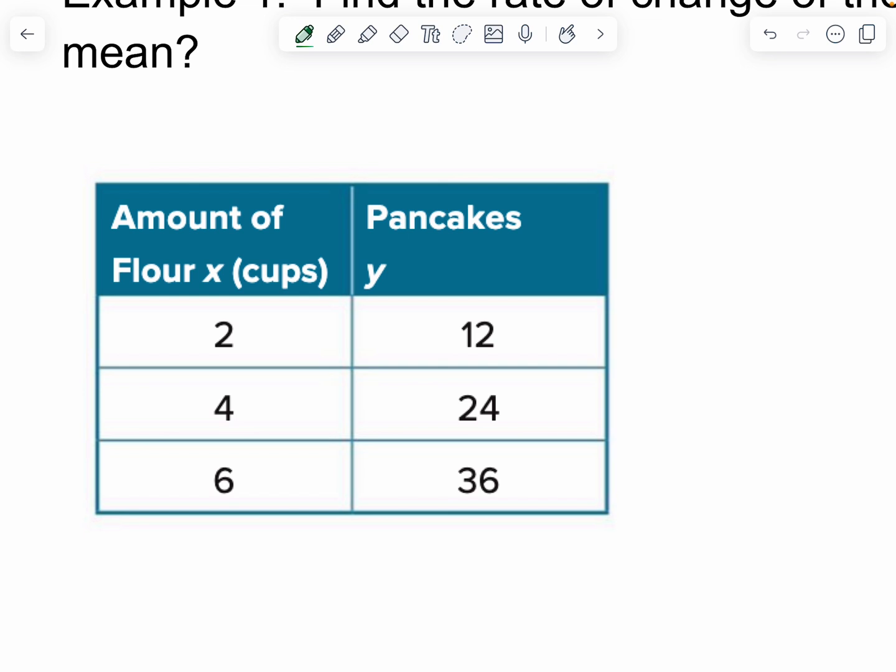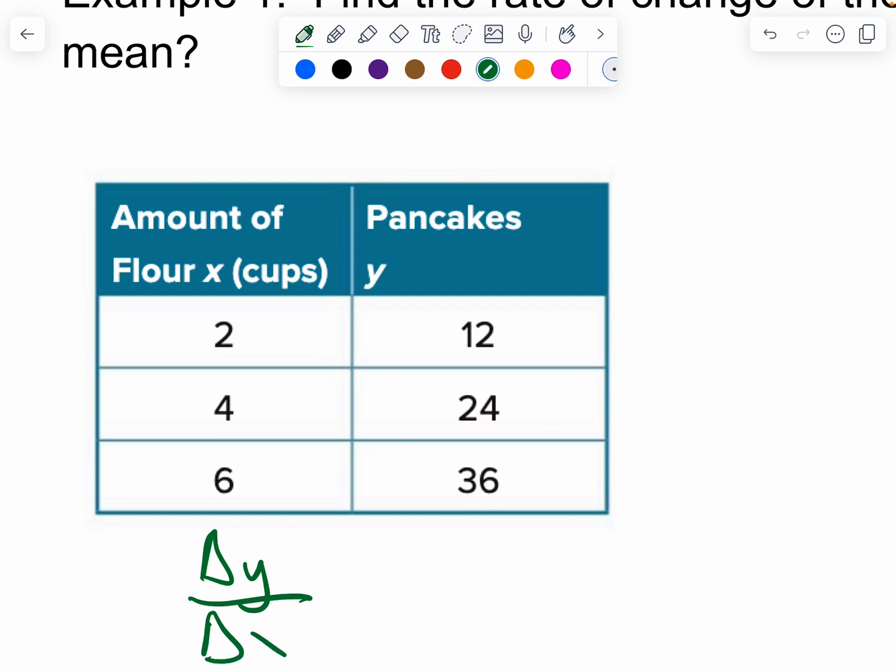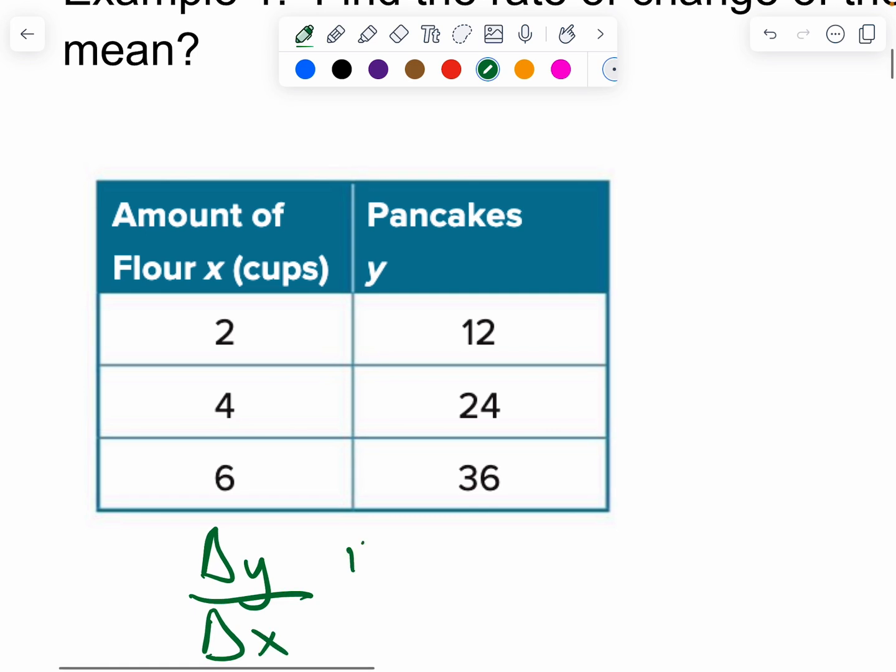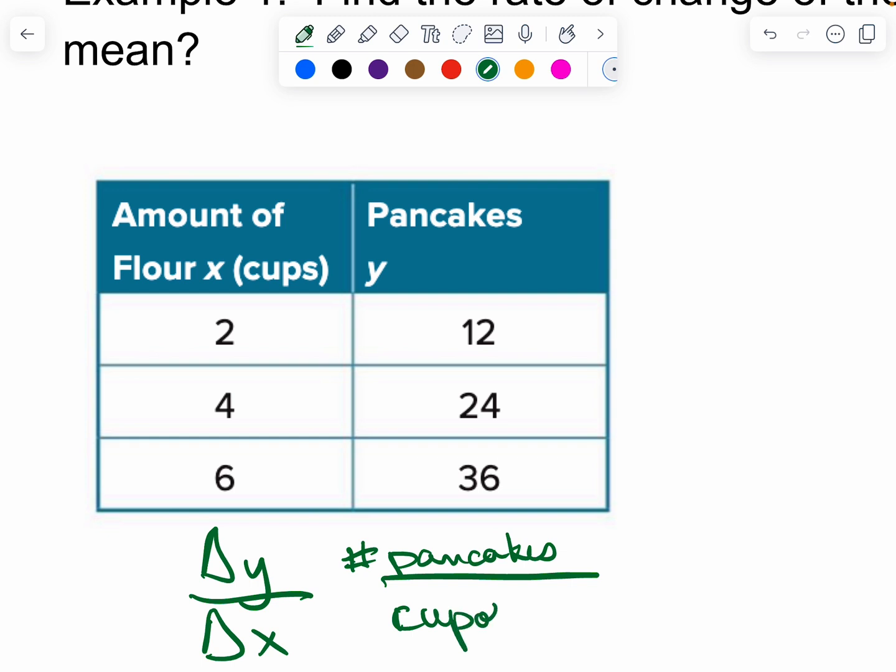So change in y over the change in x. So we're talking about the number of pancakes over, I should say, what do I want to say? Cups of flour, right? But that's the change in them.